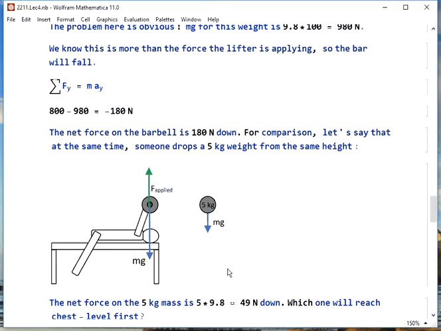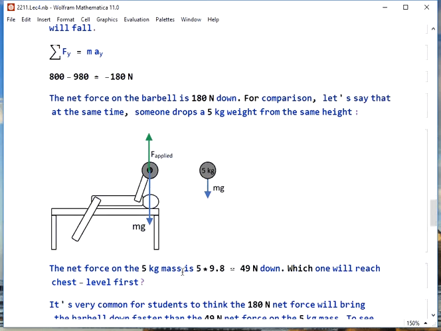Just for comparison, let's imagine that at the same time someone over here is dropping a 5 kilogram weight with no lifting associated with it. The net force on that mass is mg, which is 5 times 9.8, or 49 newtons down. Which one reaches chest level first?